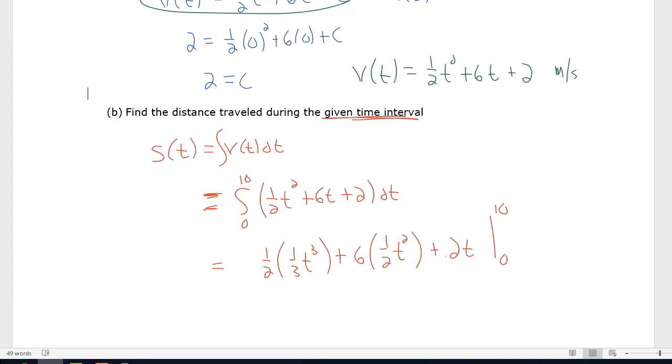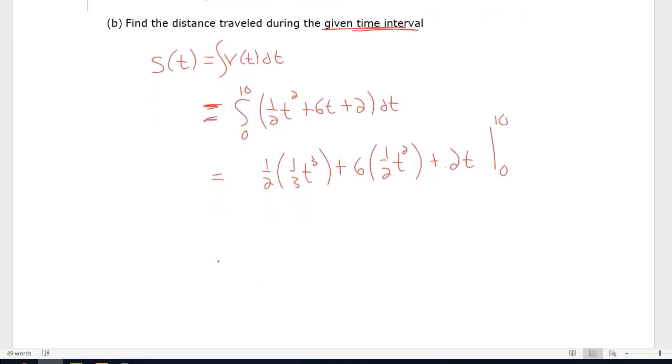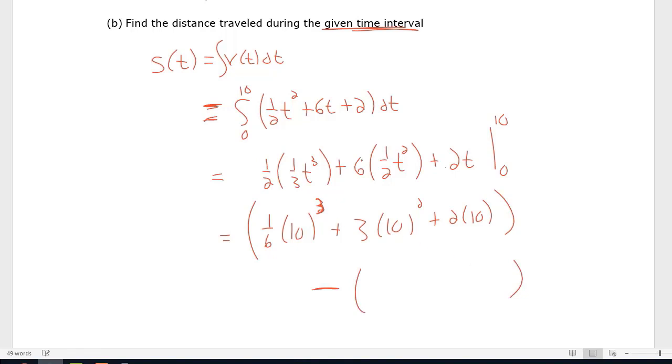Just like in the prior section with definite integrals, I'm going to plug in my t value. So what do I have? I have 1/6 times 10 cubed, and then 6 over 2 is 3, so plus 3 times 10 squared, and then plus 2 times 10. And then we subtract the lower limit plugged in. So I'm going to plug 0 into my antiderivative.